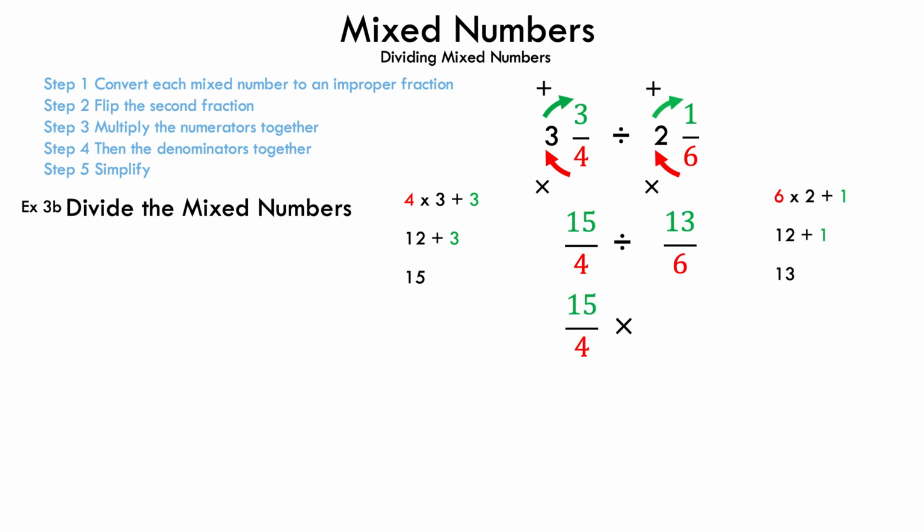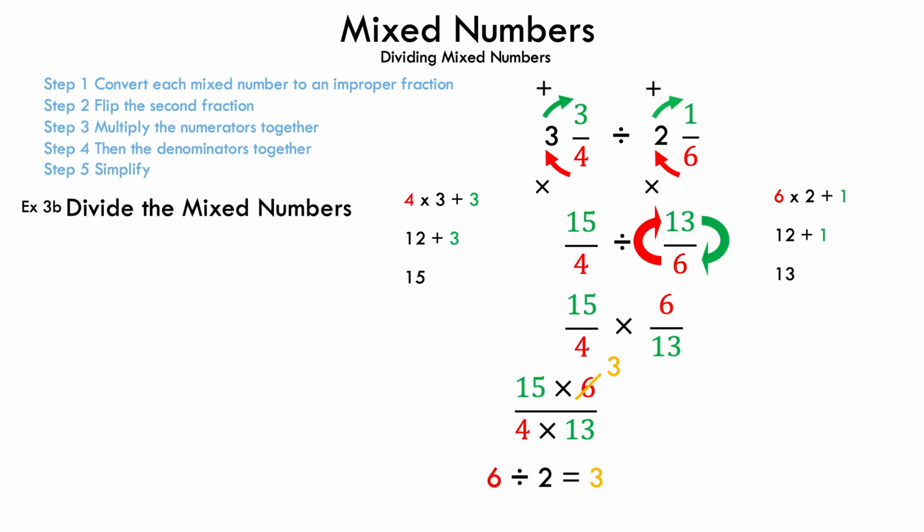Begin the process of flipping the second improper fraction by flipping the sign from division to multiplication, which allows us to flip 13 over 6 to 6 over 13. We're going to rewrite it so that there's only one division bar. So now we have 15 times 6 over 4 times 13. And in this case, we're going to simplify here because we want smaller numbers, and when you're multiplying, smaller numbers is usually easier. So let's go ahead and simplify 6 and 4.